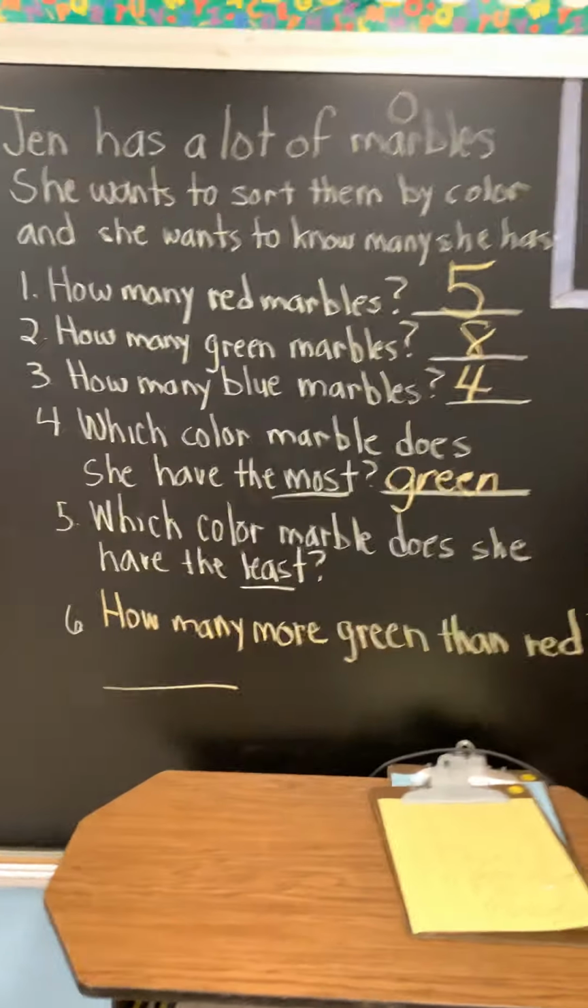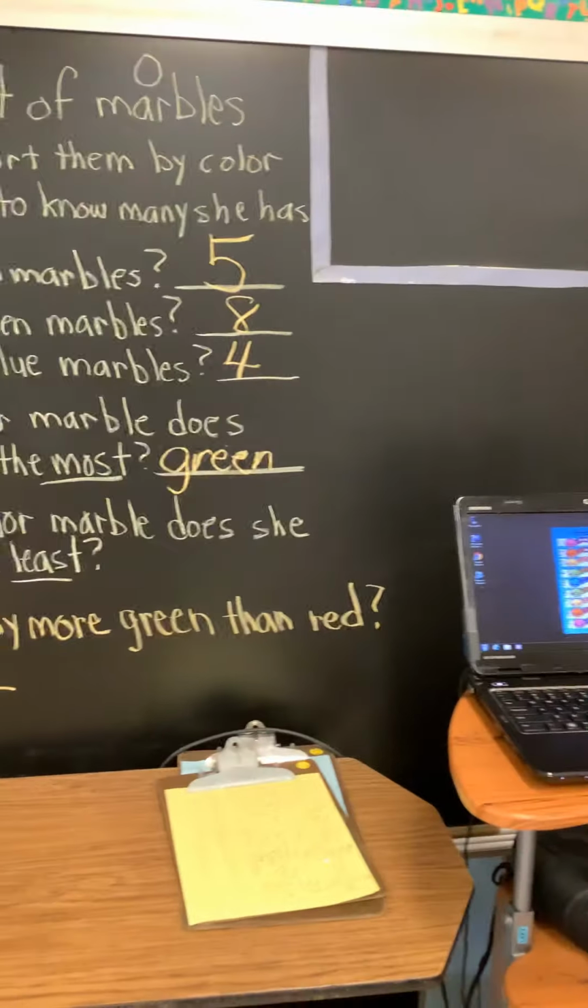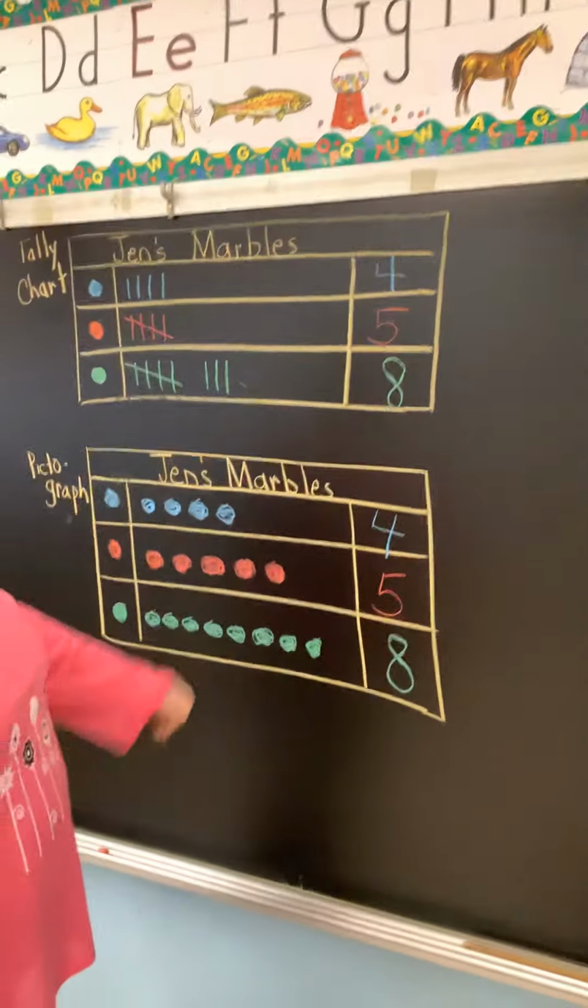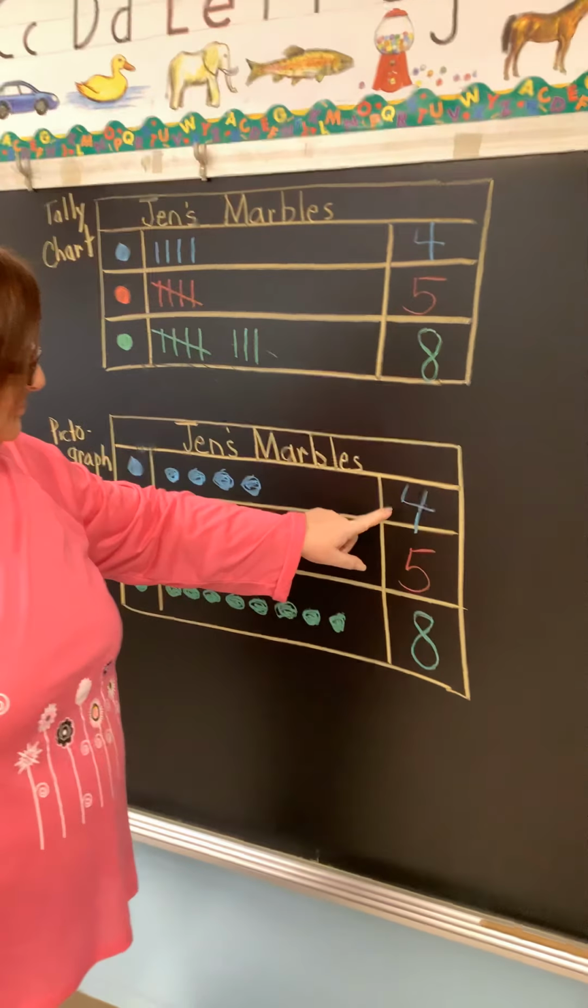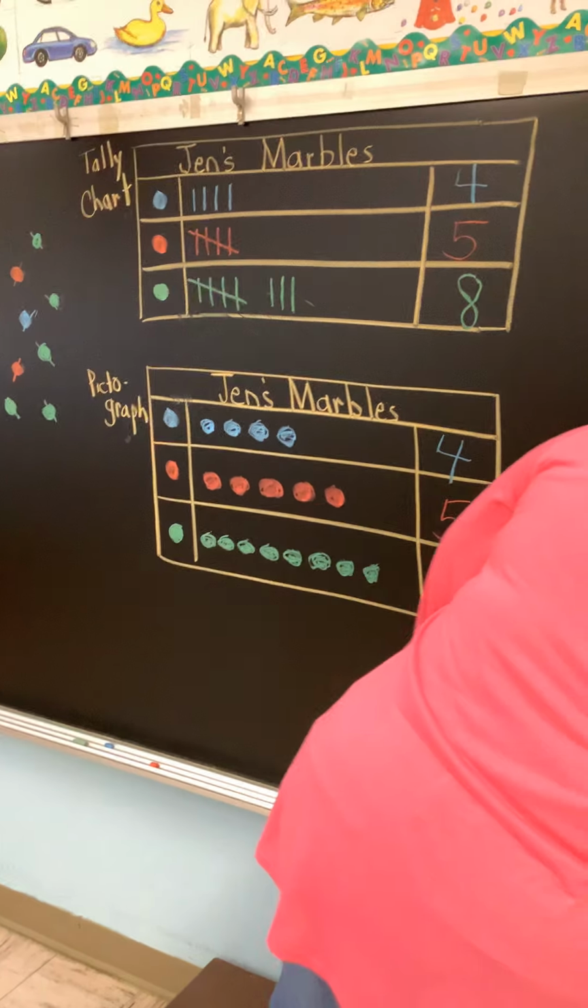The next one says, which color marble does she have the least? Here's our chart again. Which one has the least? The least means the little bit. So you thinking that she's going to write the color.